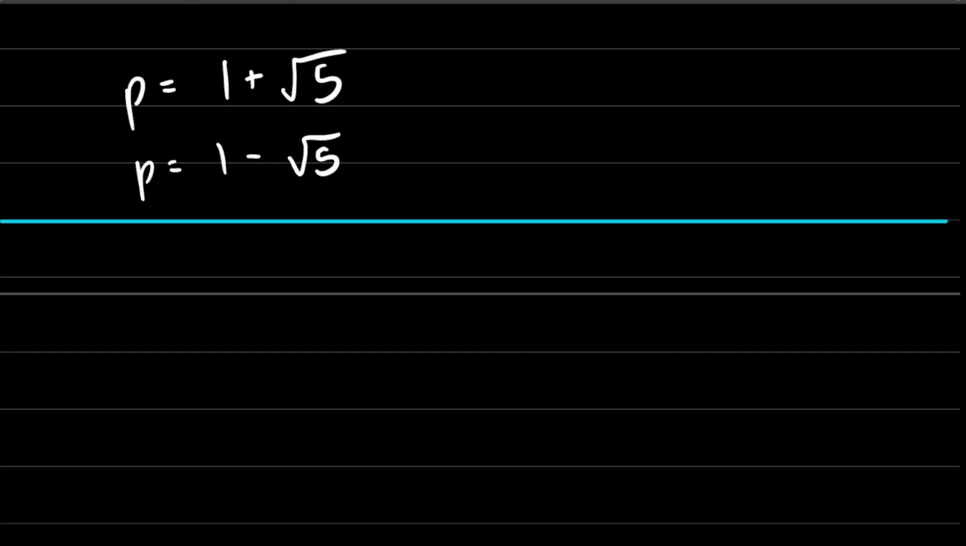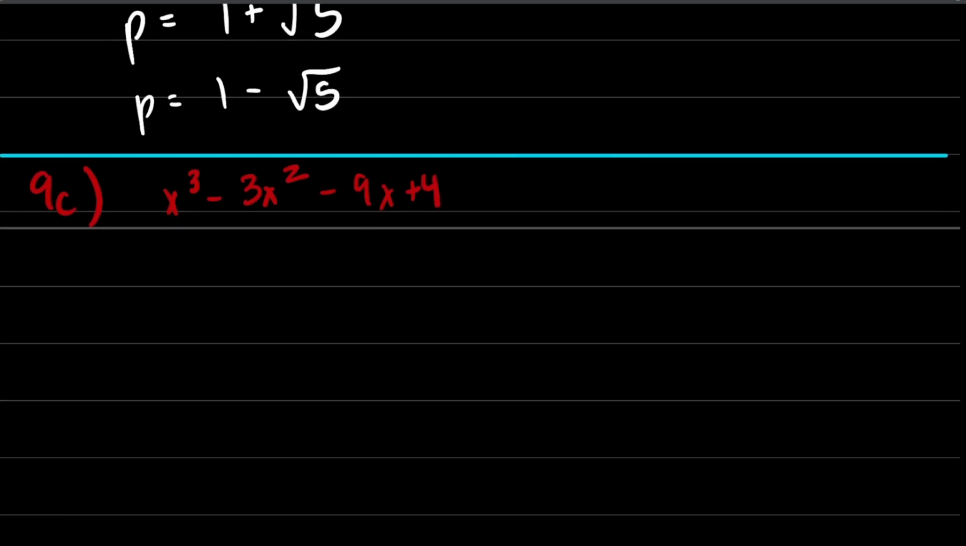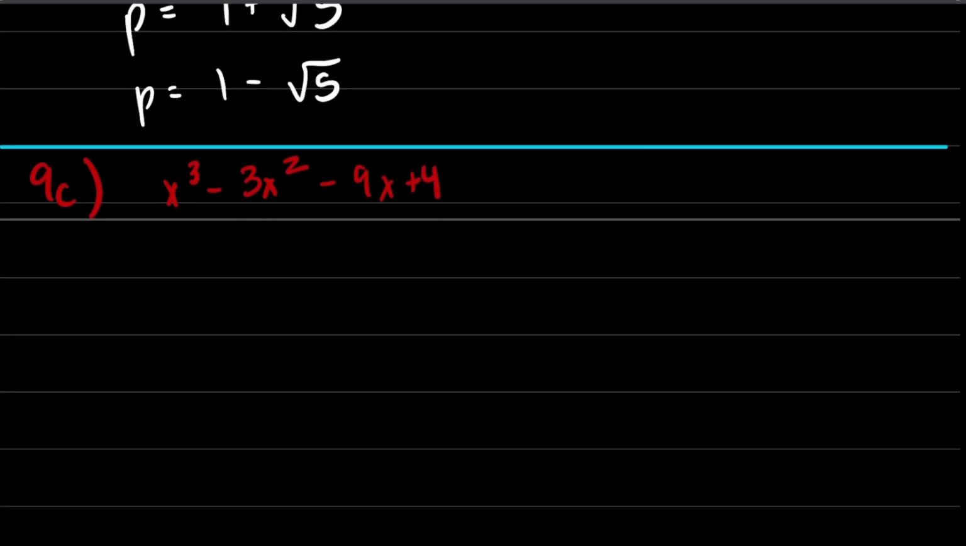Next, we can move on to 4.3a, which is going to be some questions about maxes and mins and concave up and concave down. So we're going to start with 9c. That's the first question that I'm choosing to do here in this section. It's 9c, which gives us x cubed minus 3x squared minus 9x plus 4. And we need to find when this is concave up and concave down, and the intervals at which it is those two things.